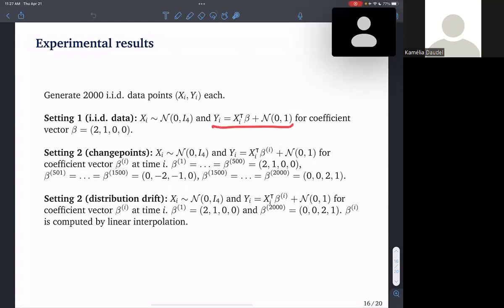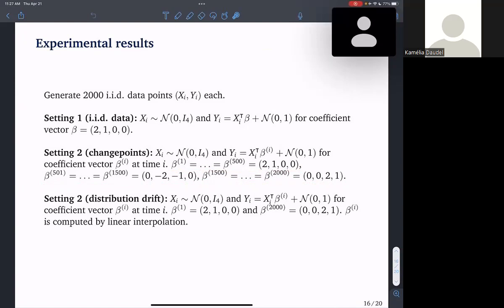And your yi's are defined the same everywhere, but the only thing changing is the coefficient vector. In the first case, the coefficient vector is fixed: 2, 1, 0, 0 throughout for all data points. In the second setting, which is change points, they have drastic changes in certain sections. From 1 to 500, they have a fixed beta. From 500 to 1500, they have a fixed beta. And for the last section, they have a fixed one. So you'll see drastic changes in the graphs as the betas change.